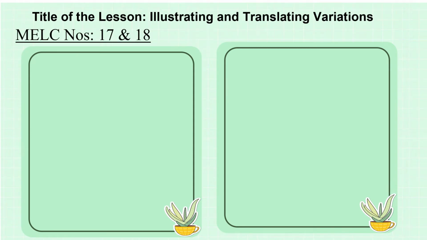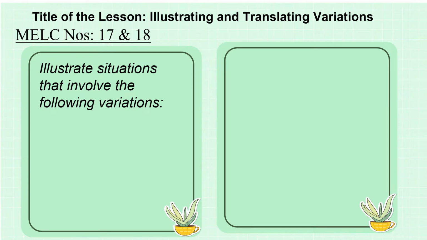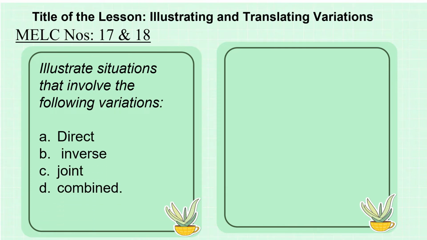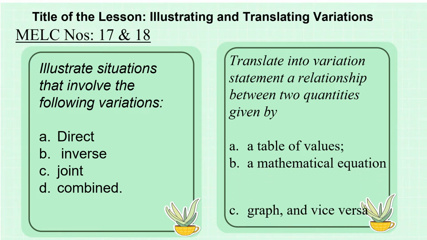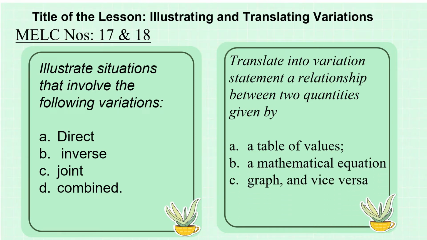So let's have the continuation of our lesson last meeting. The title is all about illustrating and translating variations, MELC number 17 and number 18. It illustrates situations that involve the following variations: direct, inverse, joint, and combined variation. We also need to translate into variation statement a relationship between two quantities given by a table of values, a mathematical equation, graph, and vice versa.